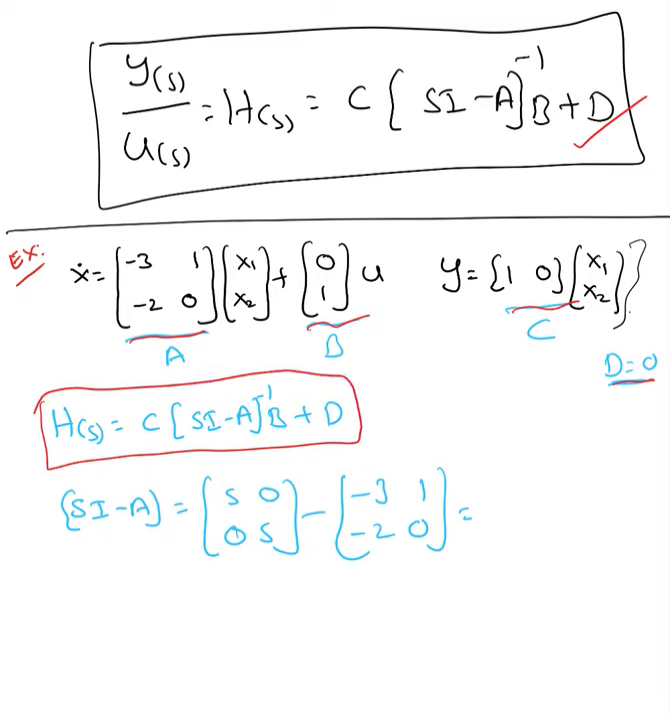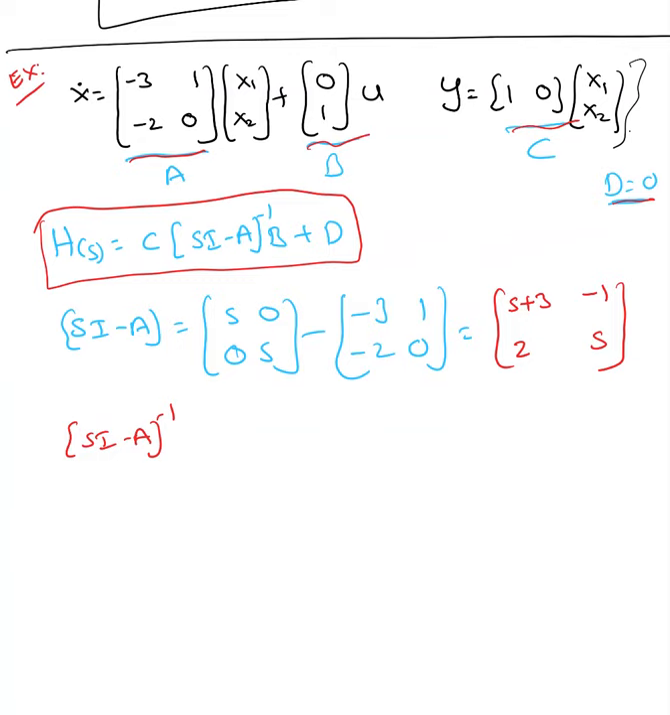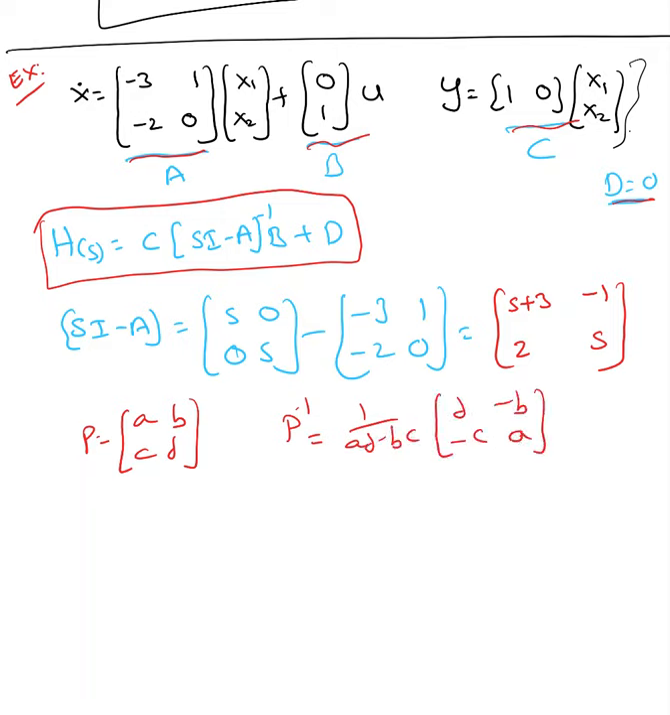Now I'm going to find sI minus A. So [s, 0; 0, s] minus [minus 3, 1; minus 2, 0]. So sI minus A is nothing but I will end up with [s plus 3, 0 minus 1, which is minus 1; 0 minus minus 2, which is plus 2, and s]. Now I'm going to find (sI minus A) inverse. It's a 2 by 2 matrix. If you remember, let me write this separately. Say if you have P equal to the matrix [a, b; c, d], now P inverse equal to 1 over (ad minus bc) times [d, minus b; minus c, a]. That's how you find P inverse. Same way we'll find (sI minus A) inverse.